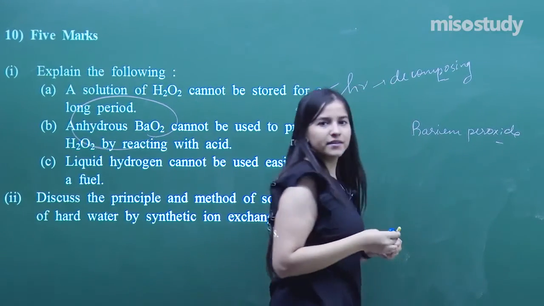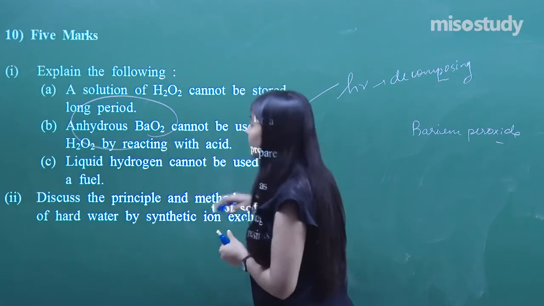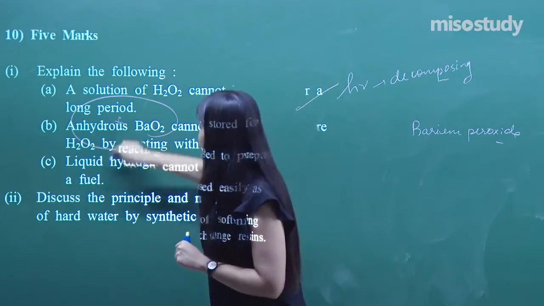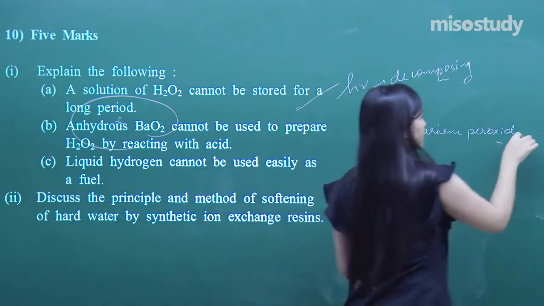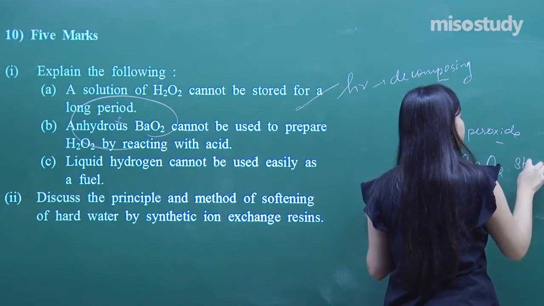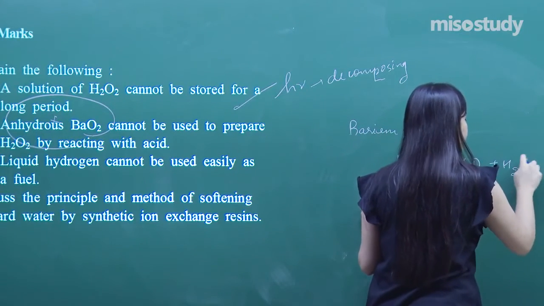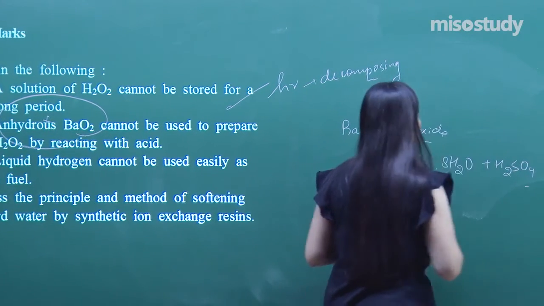But we did the preparation of H2O2 by BaO2, but not anhydrous. What we have is the hydrate, BaO2·8H2O, in the presence of H2SO4, right? And that is how the reaction takes place.